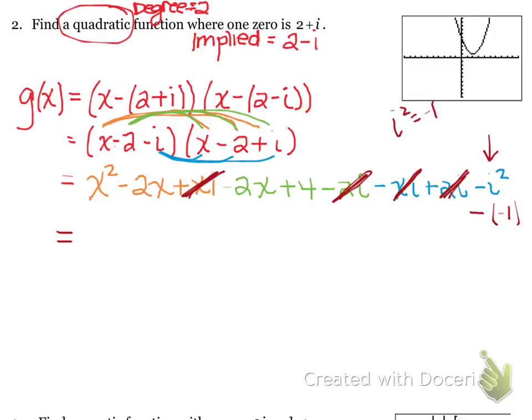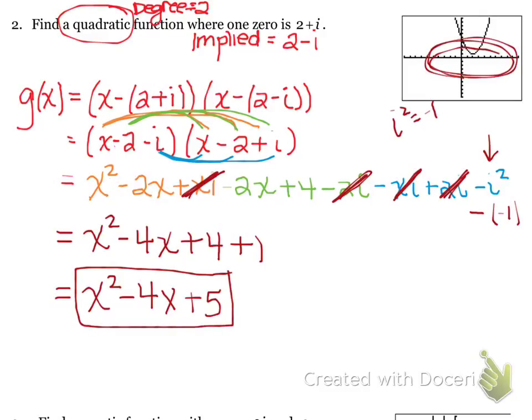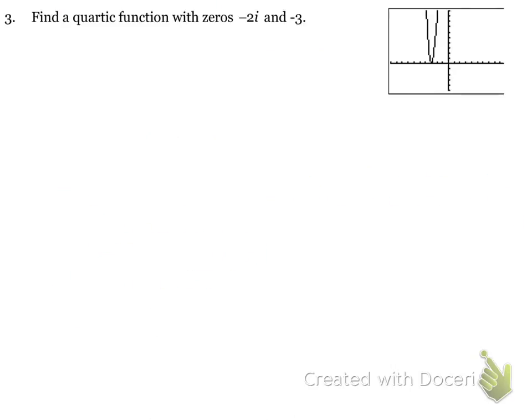Okay, so let's simplify. We have x squared minus 4x plus 4, and then we have minus negative 1, which turns into plus 1. So our very final answer is x squared minus 4x plus 5. And if you look at the graph, we don't see any actual x-intercepts, and that's because both of our zeros were complex numbers, so we're not going to visibly see them on our graph.